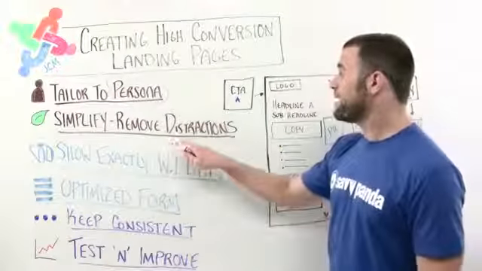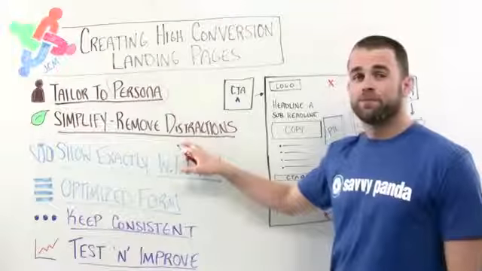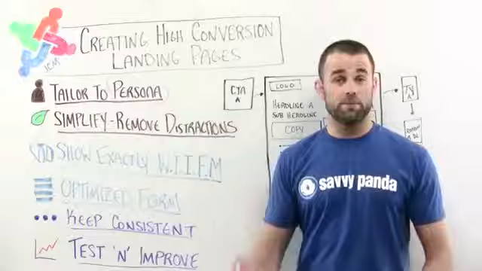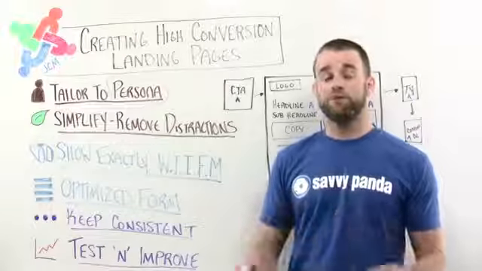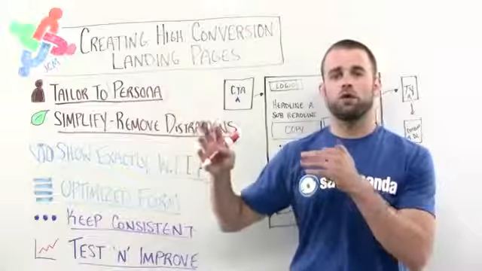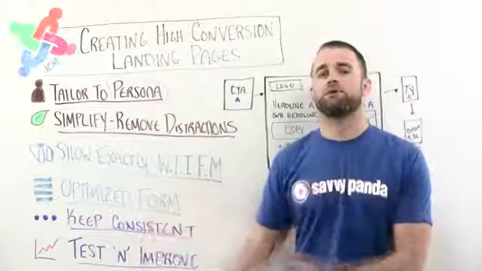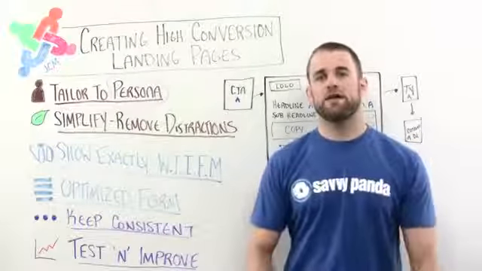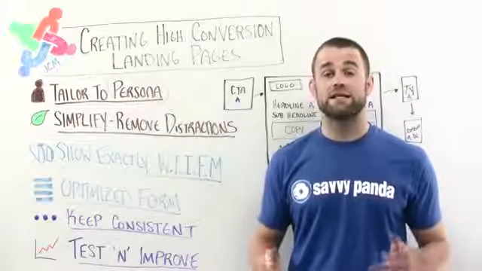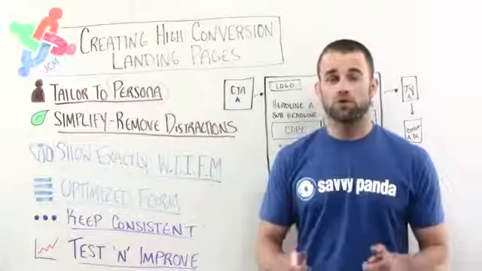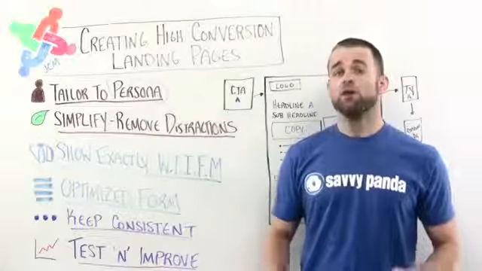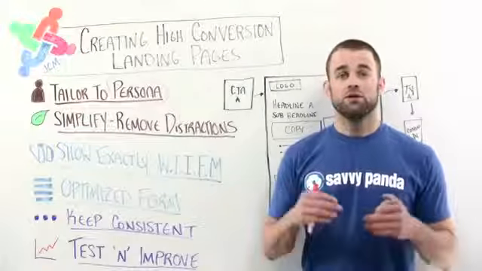Next, simplify and remove distractions. Some examples of removing distractions could be removing the menu, removing the footer, or removing other types of graphics or images that might distract the person away from the core message of that landing page. But think about how you can strip out whatever is not essential and not important to what you're trying to offer on this page. The more distractions you have, the more likely the user is going to get distracted and probably move on.